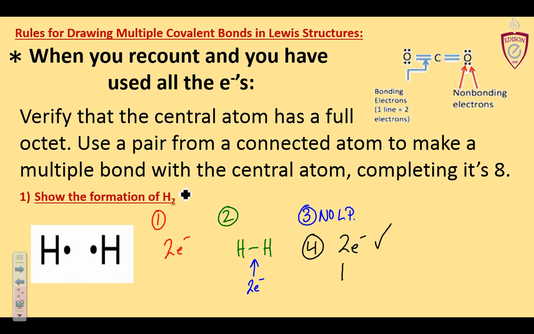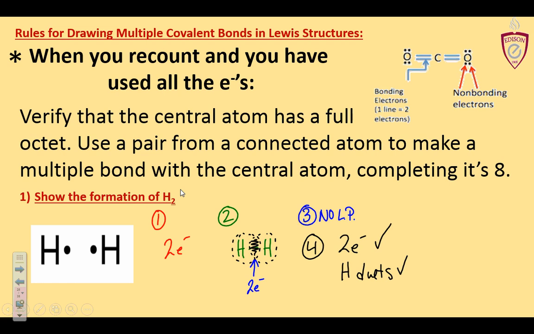And then we have hydrogen. This hydrogen has 2 electrons. That hydrogen has 2 because they're shared. So both hydrogens have their duets. We're both happy. That's the covalent bond. That is 2 electrons. Boom!